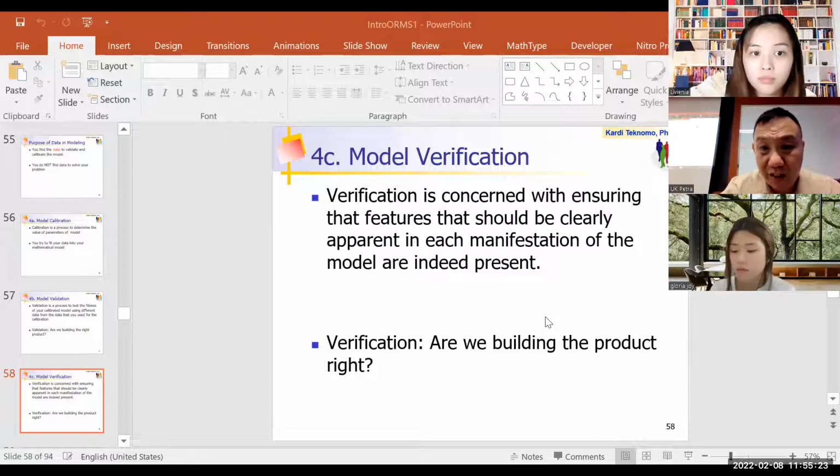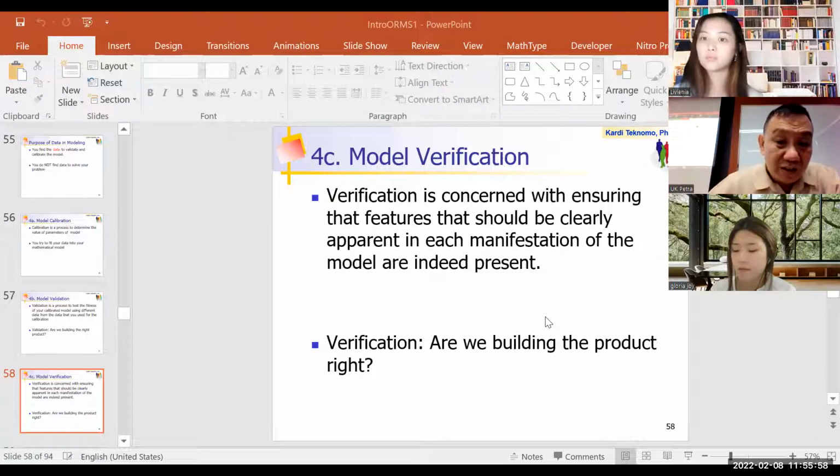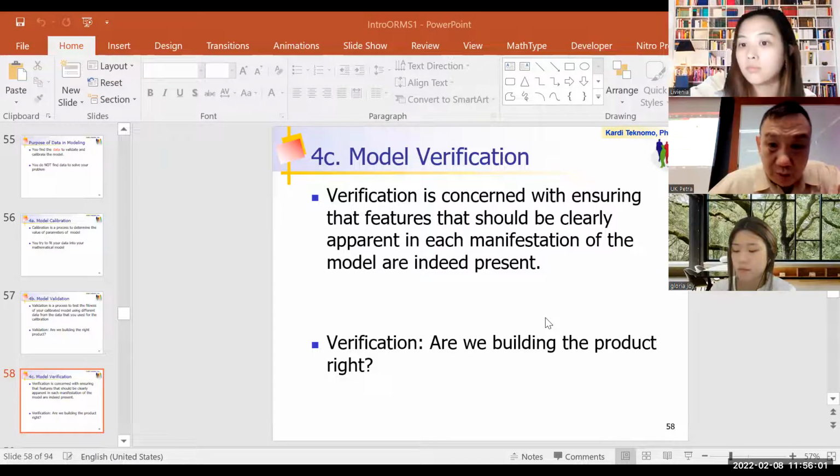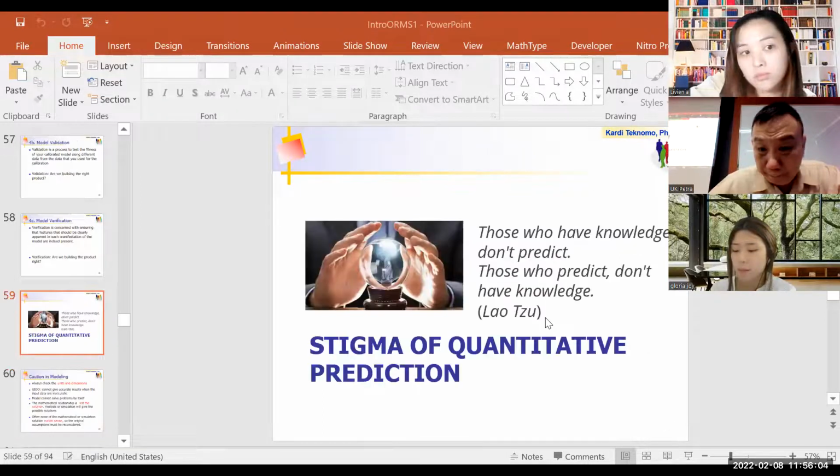What is this model verification? This is the one that you interpret. Whether your model is right or wrong, you interpret it. Whether the sign is right or wrong. What is the meaning of this parameter? So you, as the human being, are the one who interprets that model. Computer can only do the first step, the second step, which is the calibration and validation, but model verification should be you, human being.